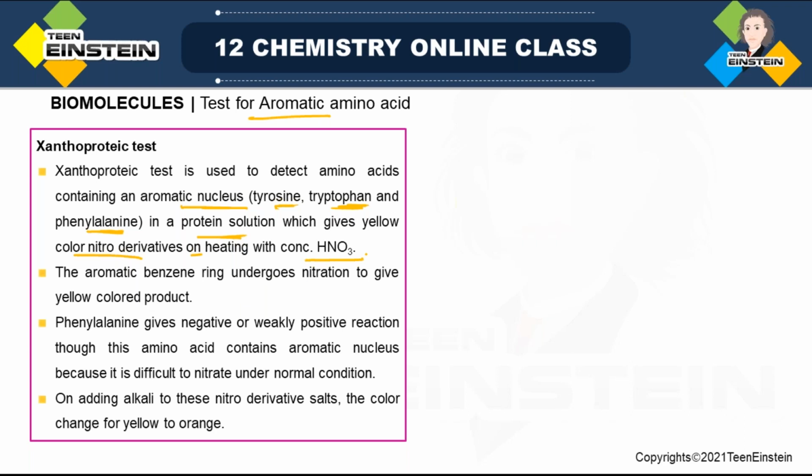So you take the sample and heat it with concentrated nitric acid, and a nitro group will be inserted and the color will change. The aromatic benzene ring basically undergoes nitration. Remember the simple nitration reaction for benzene. Here also the same thing happens, and the product will be yellow. So from the color change we can understand that something is happening.